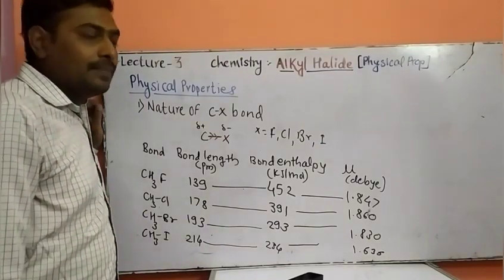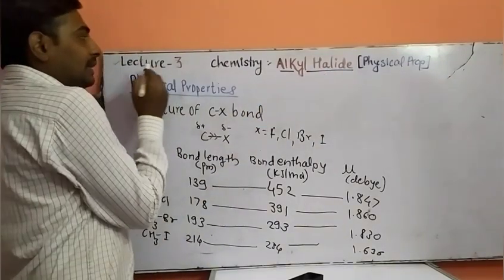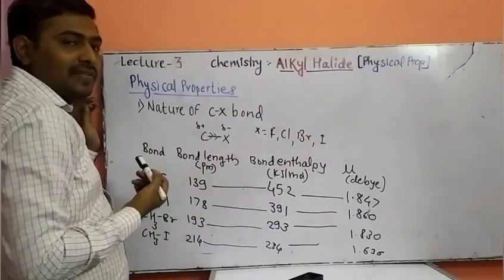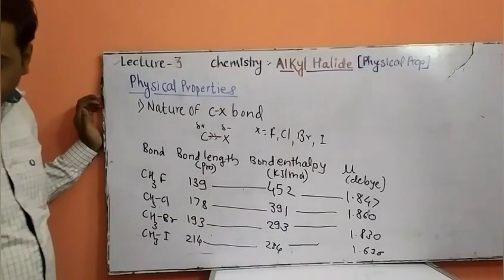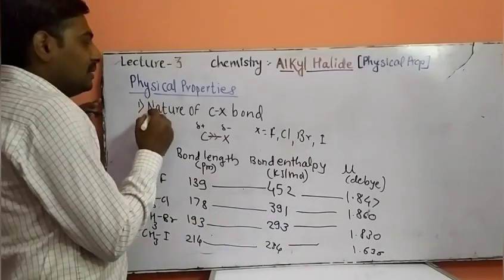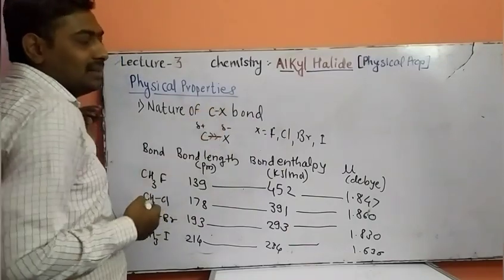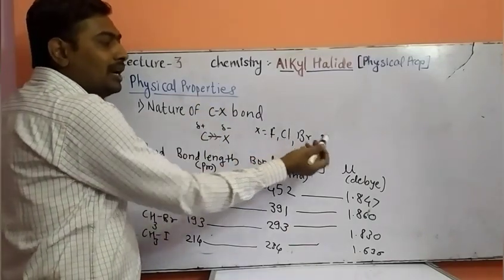Hello guys, we'll discuss alkyl halides in lecture number 3, physical properties. So what are the physical properties of an alkyl halide? We'll discuss them one by one. The first physical property is the nature of the C-X bond. What is C? C is the alkyl part, and X is a halogen like fluorine, chlorine, bromine and iodine.